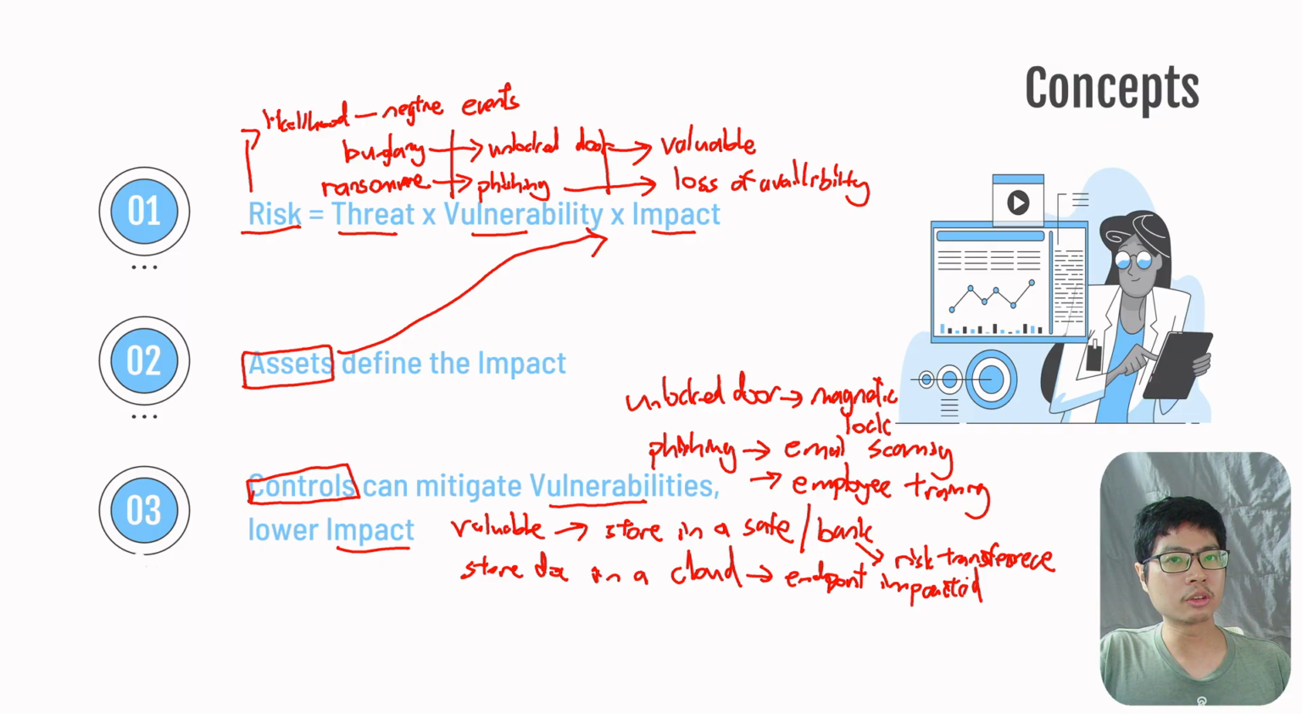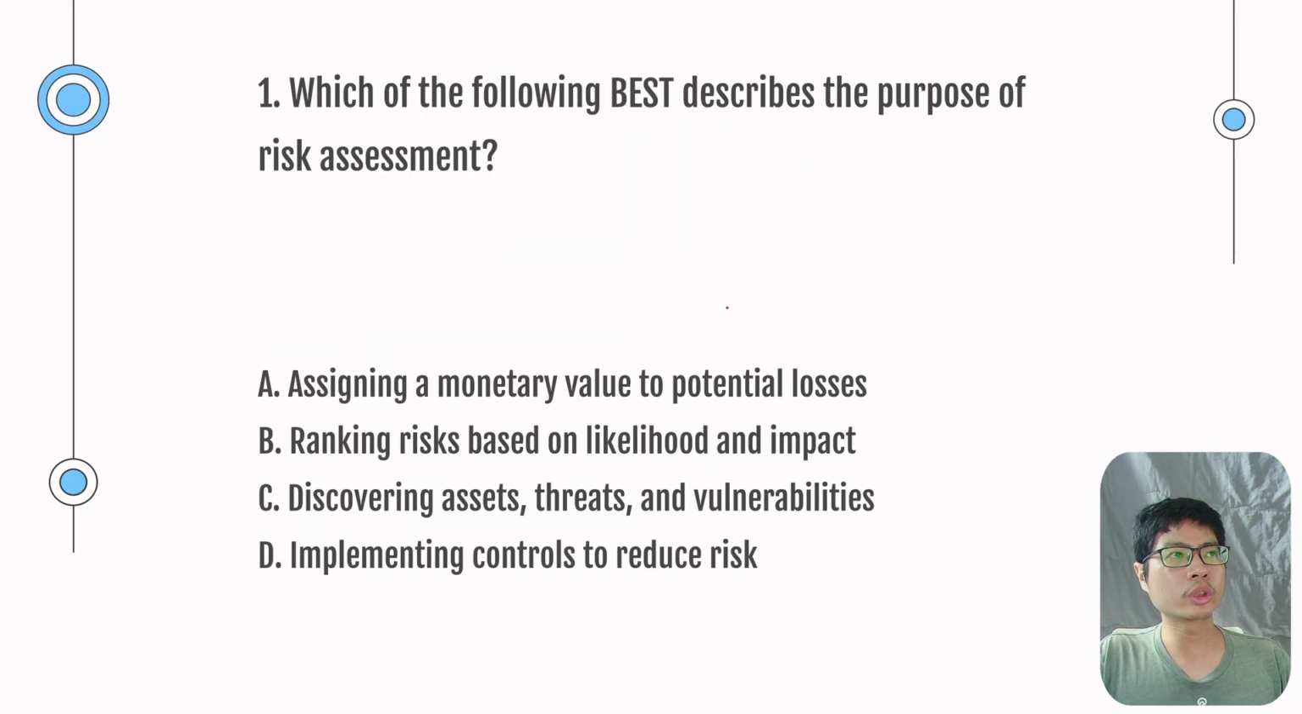Okay, so let's quickly take a look at some of the questions to test our understanding of these concepts. 1. Which of the following best describes the purpose of risk assessment? Okay, so if we look at assigning a monetary value to potential losses, this is more the assets side of things. We want to know what are the impact, the assets and the impact.